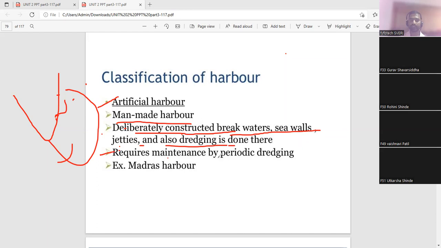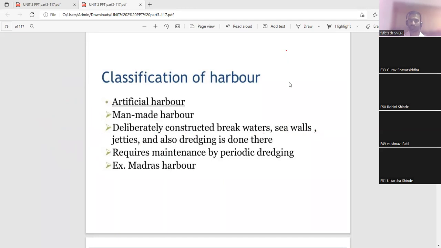It requires maintenance by periodic dredging. Since this harbor is inside the water, water will come in again and again, so periodically maintenance takes place. An example is Madras harbor. Madras harbor is an example of an artificial harbor, which is constructed by man. Is it clear? Yes, sir.